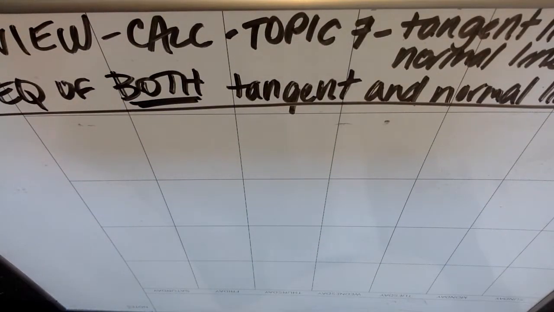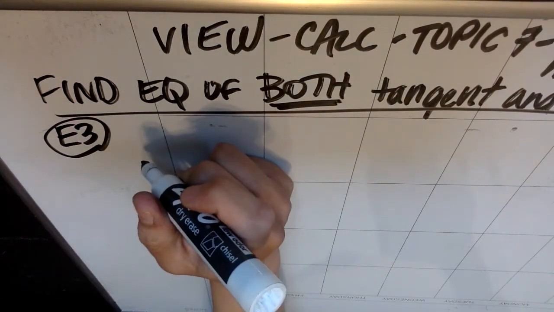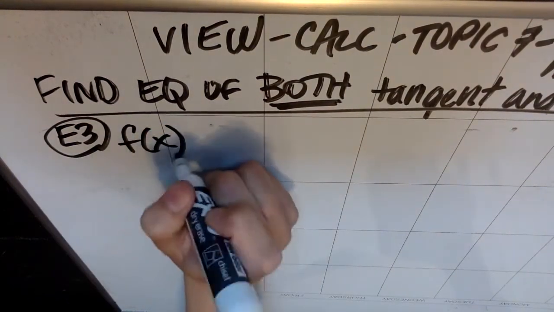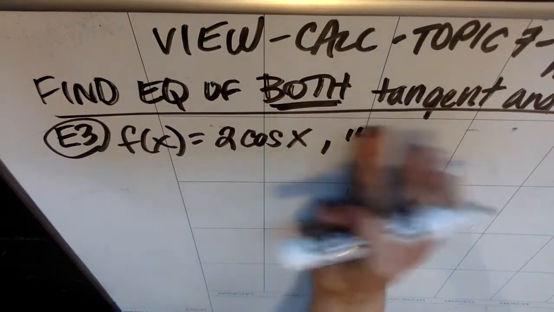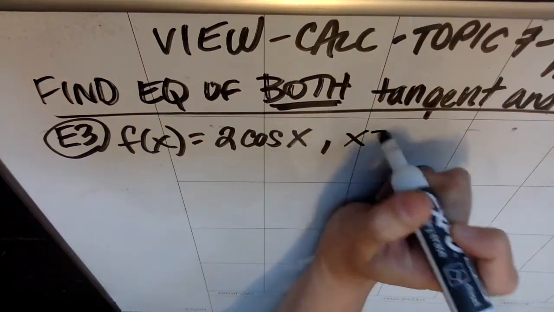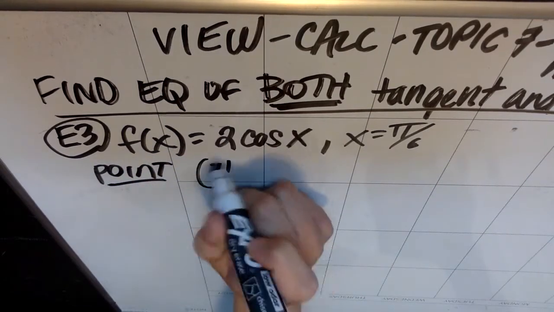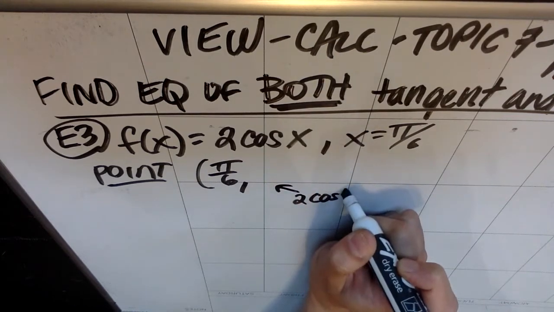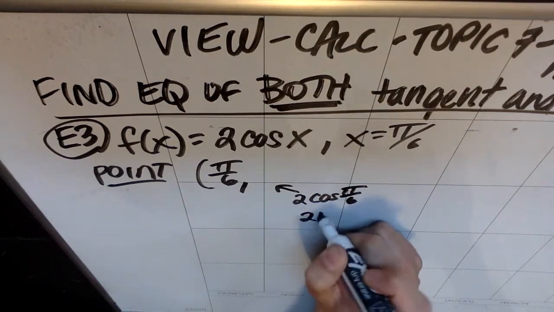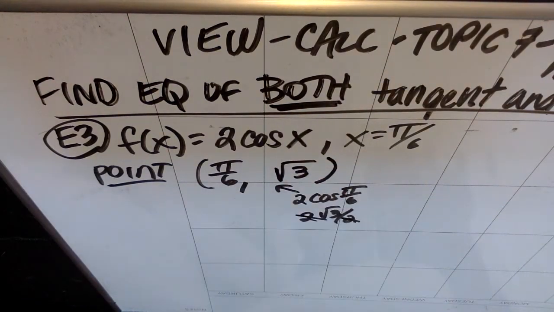All right, so in example 3, f of x is 2 cosine of x, and we're doing this at x equals pi over 6. To find the point, I need pi over 6, comma, and then 2 cosine of pi over 6, which is 2 times root 3 over 2, or just root 3. And again, that does require that you know the unit circle pretty well.